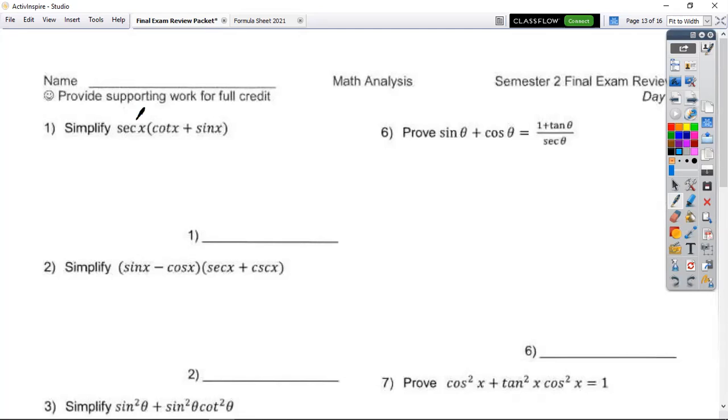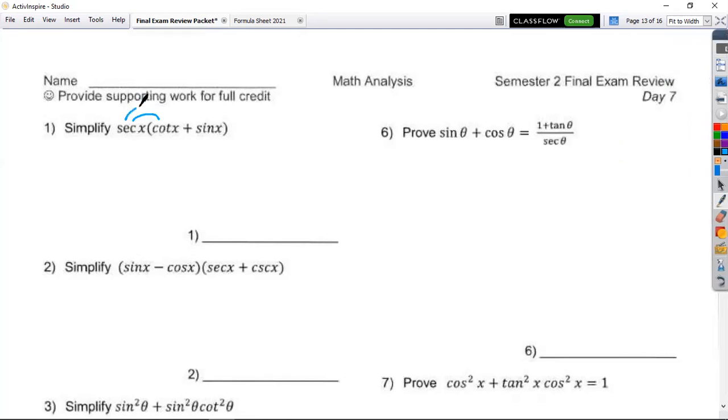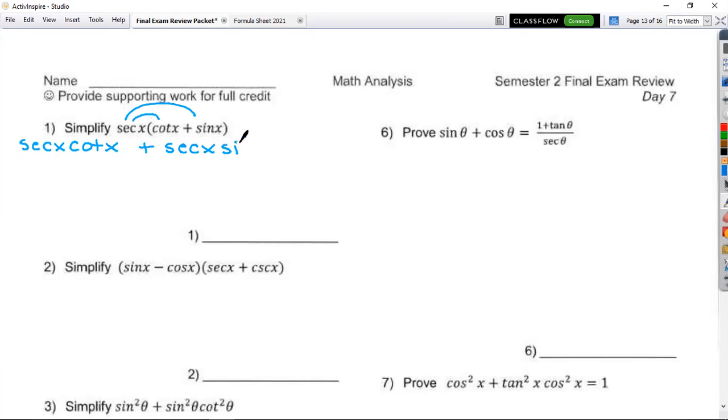So your first step here would probably be to distribute. So I'm going to go secant of x, cotangent of x, and then plus, I'm going to go secant of x, and then times the sine of x. And what I'm looking to do is simplify this. So I want to be able to eliminate some of these trig functions. So I start and think about what can I substitute in for these.